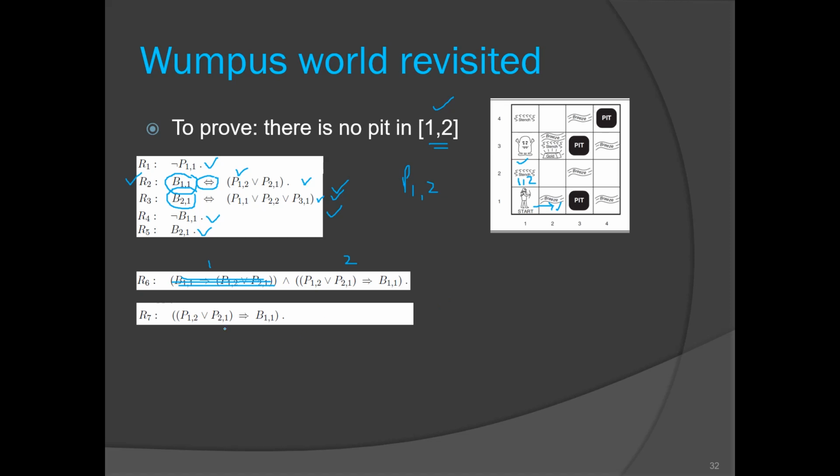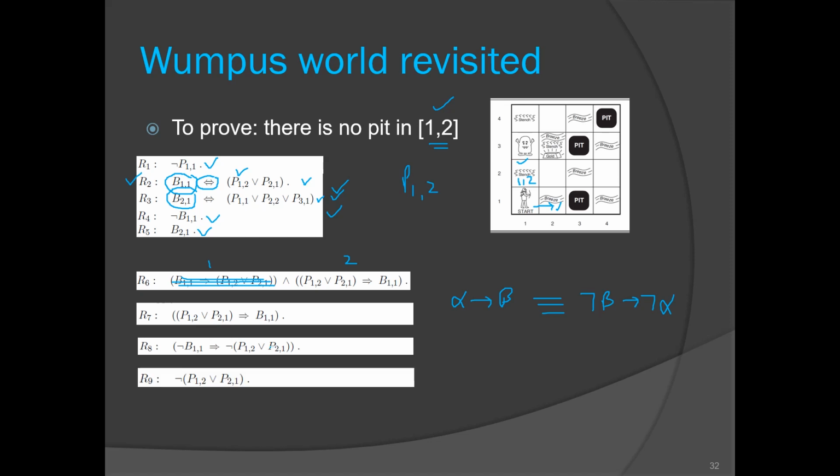Now here I can apply a contrapositive rule. So what is the contrapositive rule? Alpha implies beta is equivalent to negation of beta implies negation of alpha. So negation of b 1 comma 1 implies negation of this left side part. Now this is a tautological implication, right?